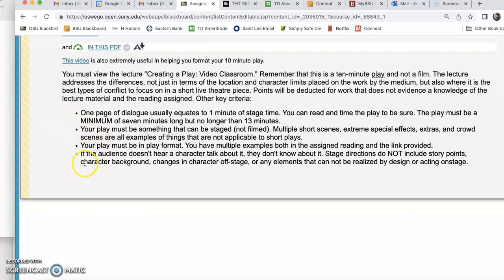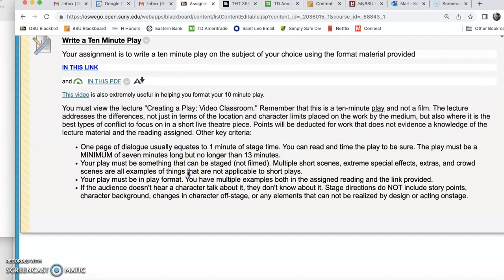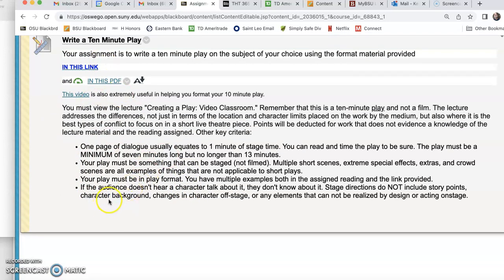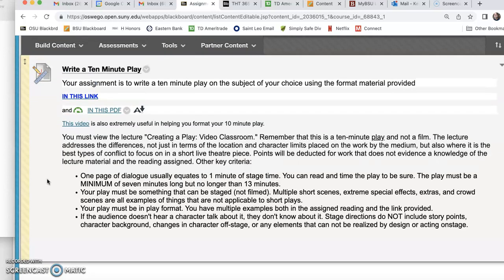The play must be in play format, which is demonstrated in those links I just showed you. If the audience doesn't hear a character talk about something in a play, they generally don't know anything about it. So visuals are less important than what is said and heard. A play is 80% audio, 20% visual, whereas a film is 80% visual, 20% audio.